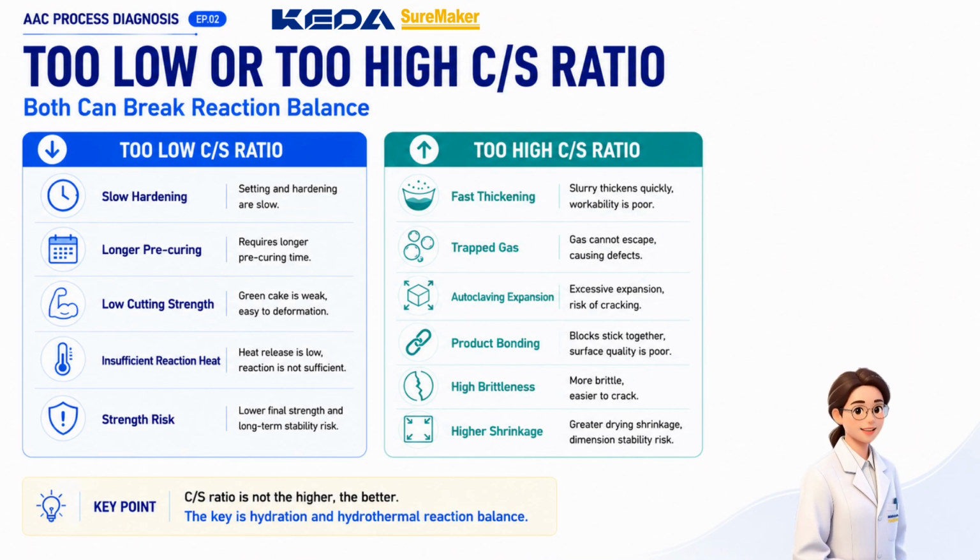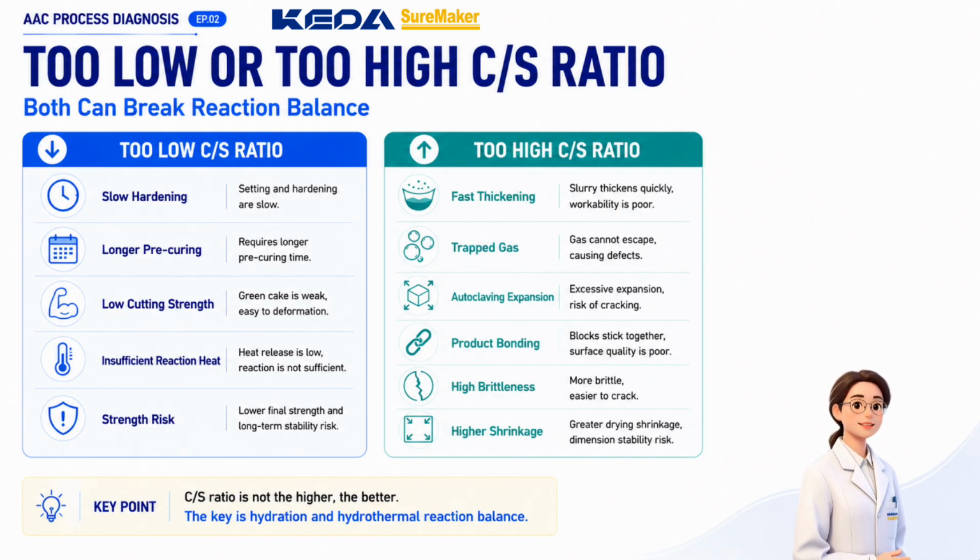If the calcium to silicon ratio is too low, calcium materials are relatively insufficient, and several problems may occur. First, the hardening speed may become slow, and the pre-curing time may be extended. Second, early green cake strength may be insufficient, making it difficult to reach proper cutting strength. During autoclaving, the internal reaction heat of the green cake may be insufficient, pressure loss may become serious, and the final product strength may be at risk.